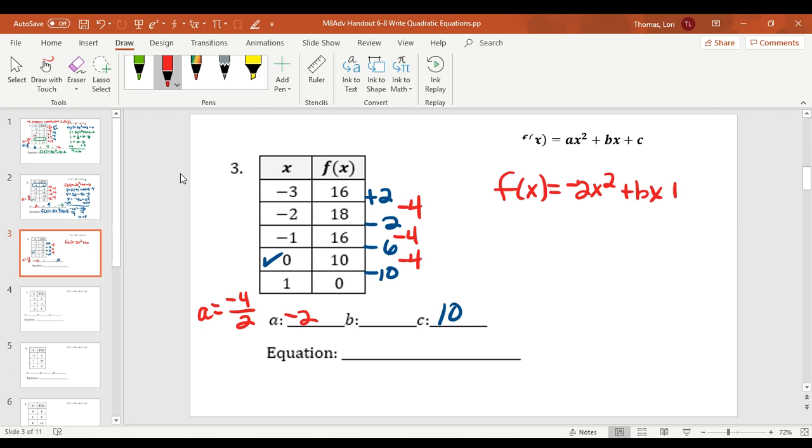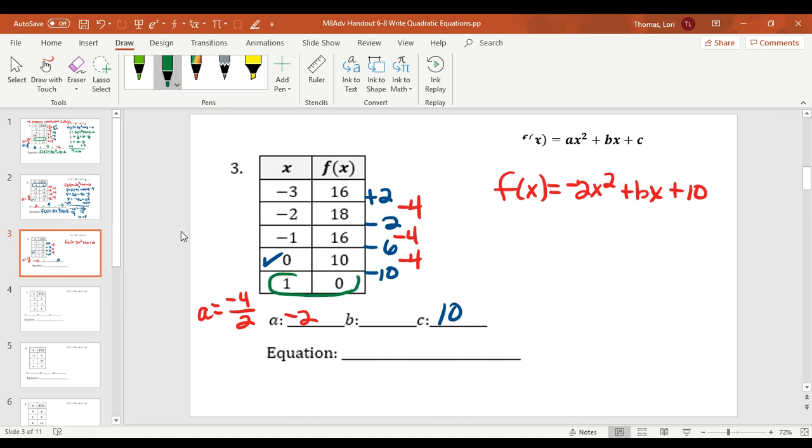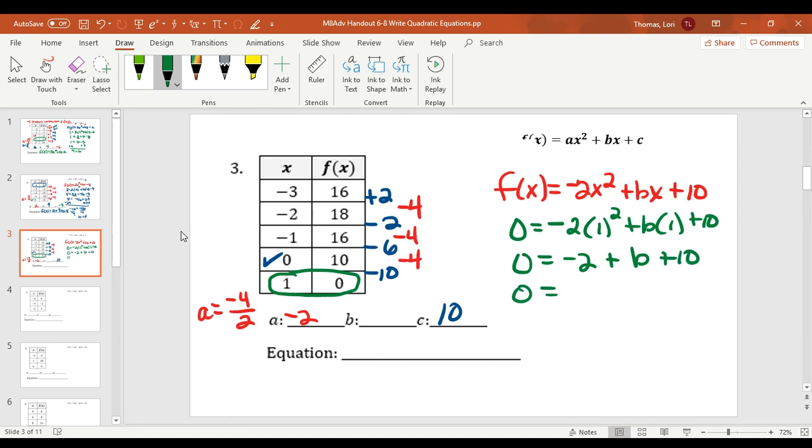Our c value is +10. We're going to choose a point other than the point we've used. So we can just pick this. Looks like an easy point to me. So we're going to plug in 1 for x and 0 for f of x. And simplify. 1 squared is 1 times -2. b times 1 is 1b. We're going to combine our like terms.